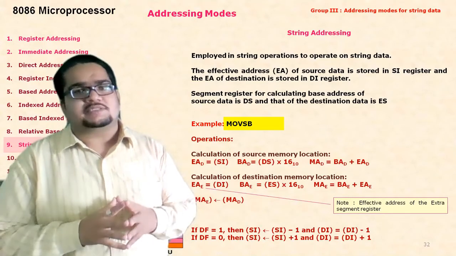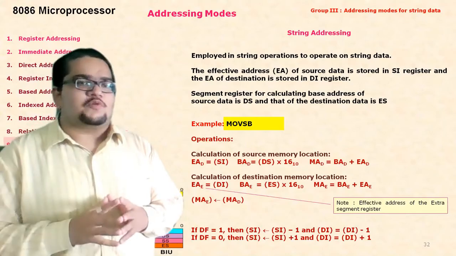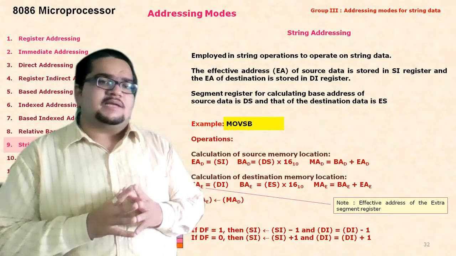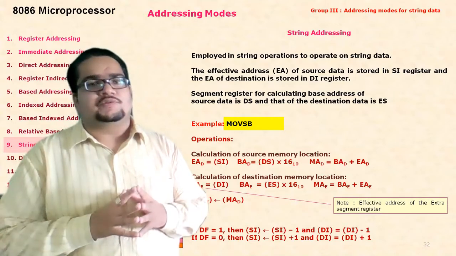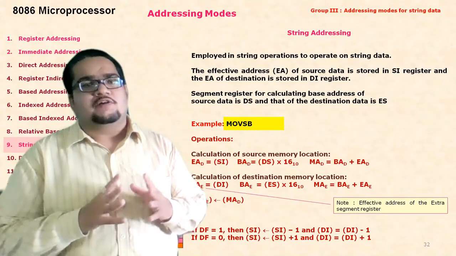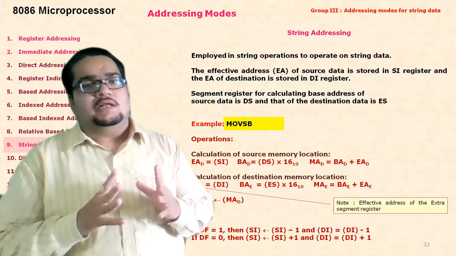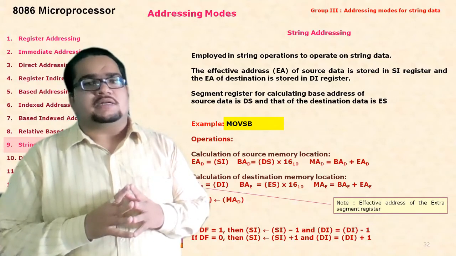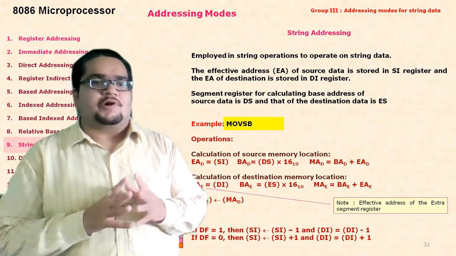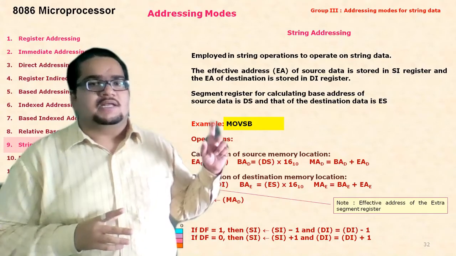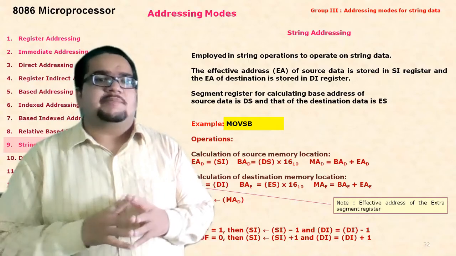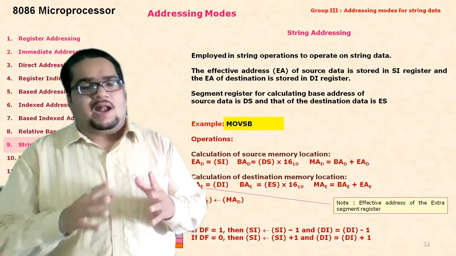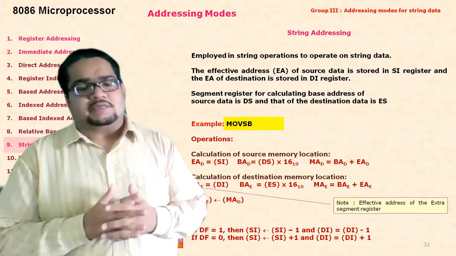Basically, for the string operations, the effective address of the source string is calculated with the help of our SI pointer, and the effective address of the destination string is pointed to by our DI register. Obviously, the segment register is used for calculating the memory address of the source data and the memory address of the destination data.